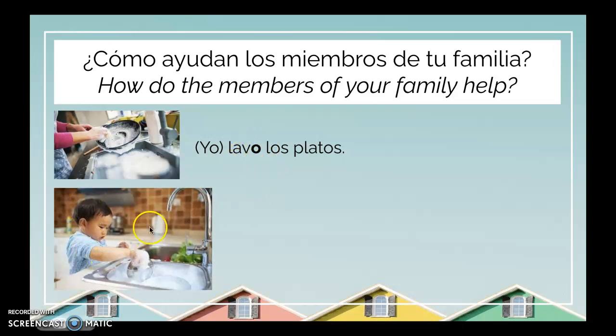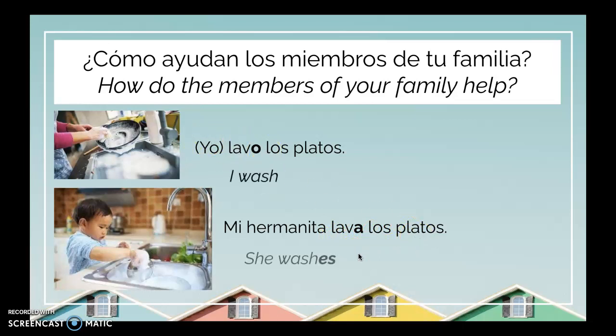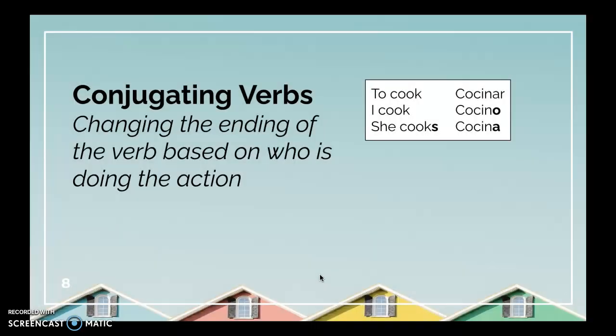But what if it's your hermanita? What if it's your little sister? You'd see mi hermanita lava los platos. Instead of lavo, lava. I wash, she washes. In English, our verb changes too. We add an ES when we're saying that she does something. We don't think about it in English, it comes naturally. And eventually in Spanish, it will come naturally for you too.